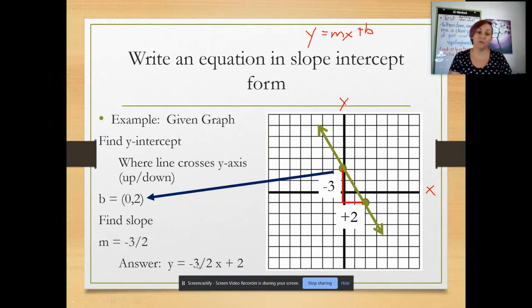Please notice that the fraction is separate from the letter x. So it goes fraction, then x. And then we have something added, or subtracted if it was negative, at the end.